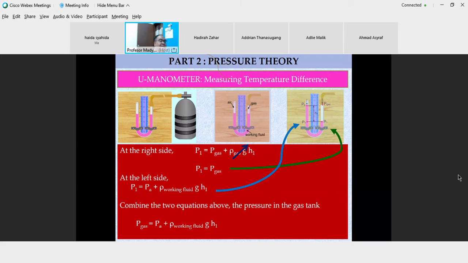Okay, so let's say on the right side, if we look into this, the P1 here is the pressure of the gas, plus the pressure coming from the gas, which you can look into on the left side, plus rho g H1, so H1 here. If P1 equals P gas, then P1 is PA plus rho g H1. So what is the amount of P1 here? It is plus the working fluid. If the fluid changes here, automatically the pressure P1 is different. Why? Because of this working fluid.